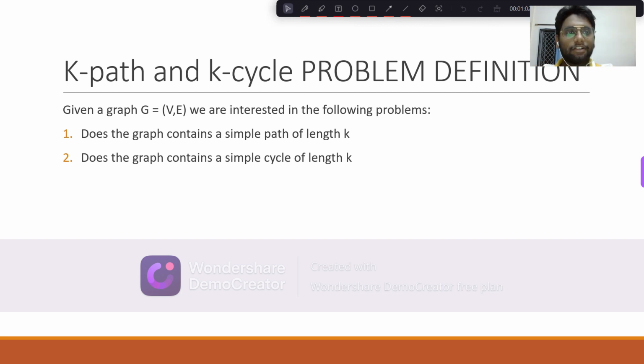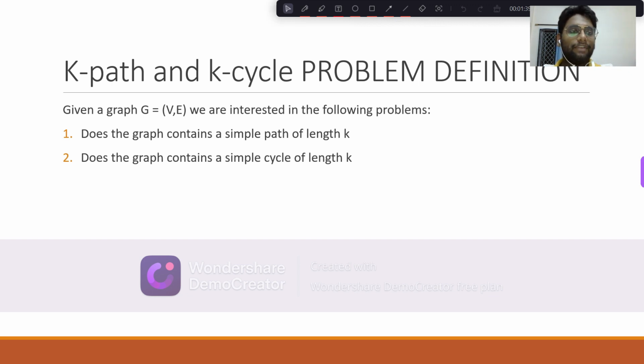The problem definition, as I told you, is really simple: whether a graph has a simple path of length k, or whether a graph has a simple cycle of length k. Let's think about what a simple path and simple cycle actually are. A simple path is a path in a graph where we travel k edges, but we don't visit a vertex twice. Similarly for a simple cycle, we find a cycle in a graph such that the k vertices in that cycle are all unique and distinct.